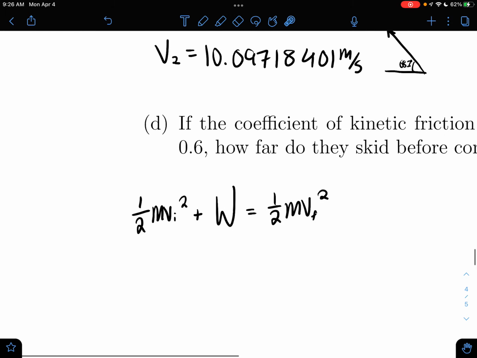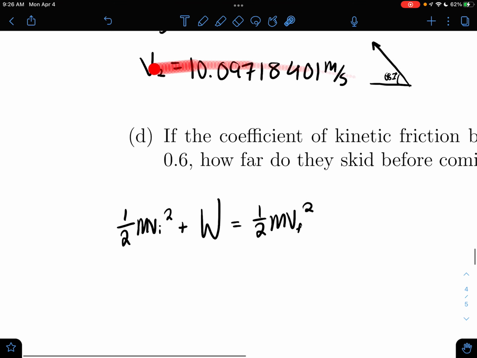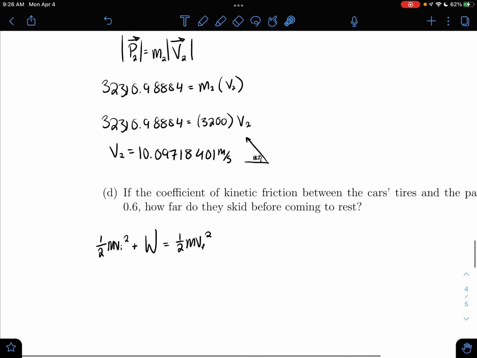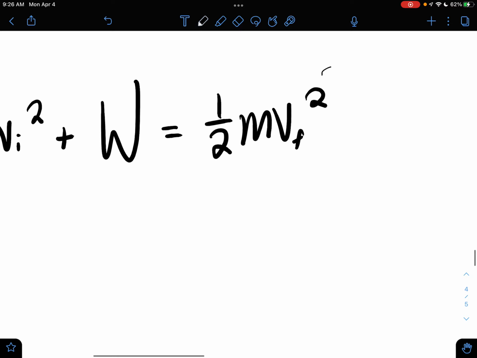That's what we can be thinking about, right? We have some initial energy, we have our initial velocity, so we have our initial kinetic energy. Some work is going to be done because at the end, they come to rest. So this is going to be 0.